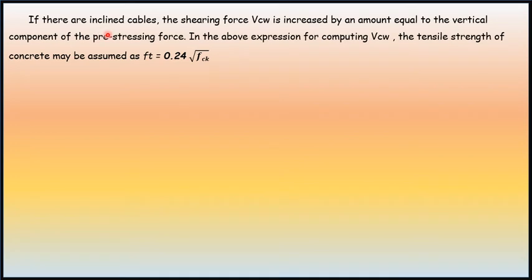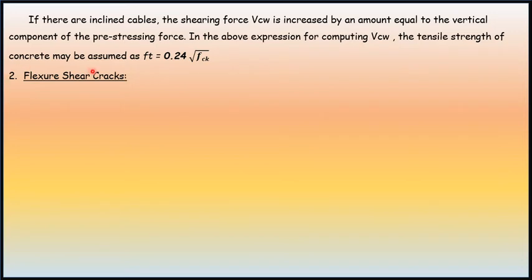If there are inclined cables, the shear force VCW is increased by an amount equal to the vertical component of the prestressing force. In the above expression for computing VCW, the tensile strength of concrete may be assumed as FT equals 0.24 square root of FCK.